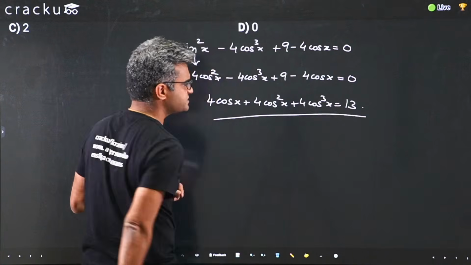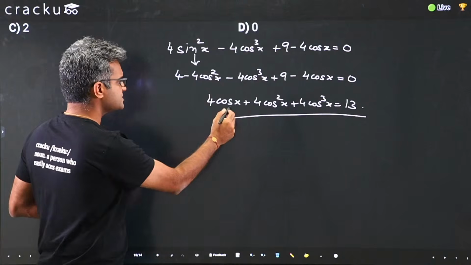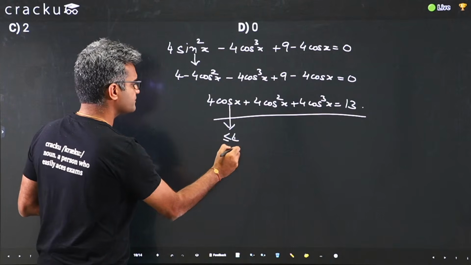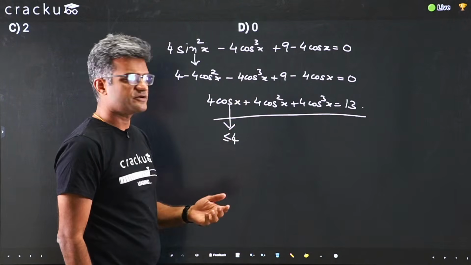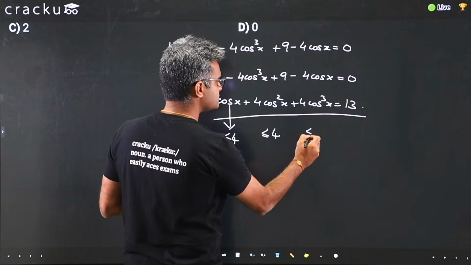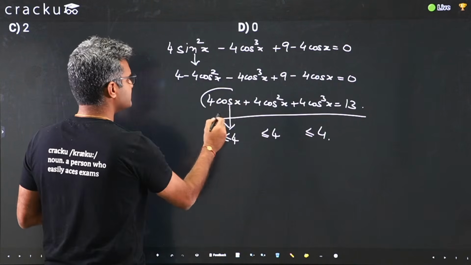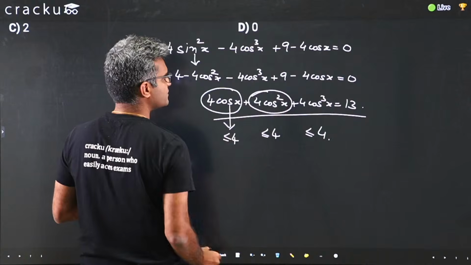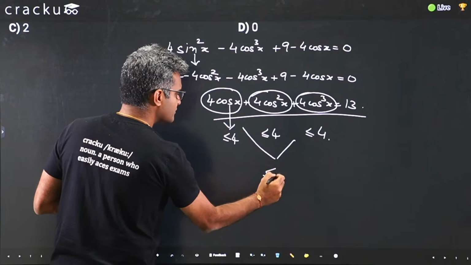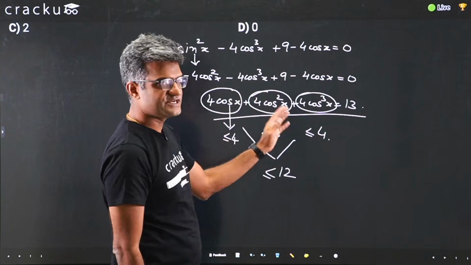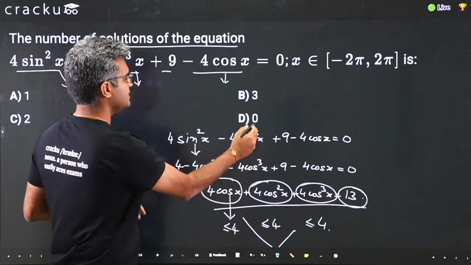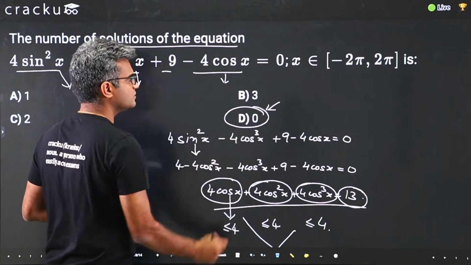Whenever you see this kind of an equation, you should immediately realize that cos x is less than or equal to 1. So 4 times cos x will be less than or equal to 4. Cos square x also will be less than or equal to 1, so 4 cos square x is less than or equal to 4. 4 cos cube x is also less than or equal to 4. The sum of all of them will be less than or equal to 12. There is no way the sum of these 3 terms will be equal to 13. So the number of solutions for this given equation will be option D, which is equal to 0.